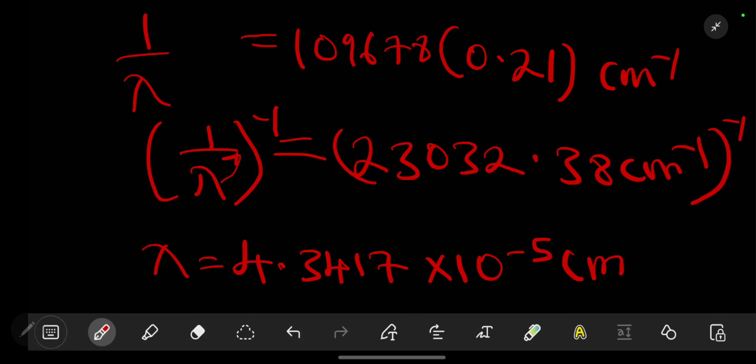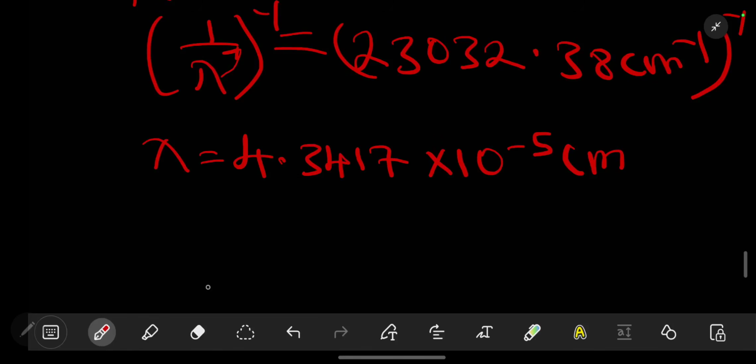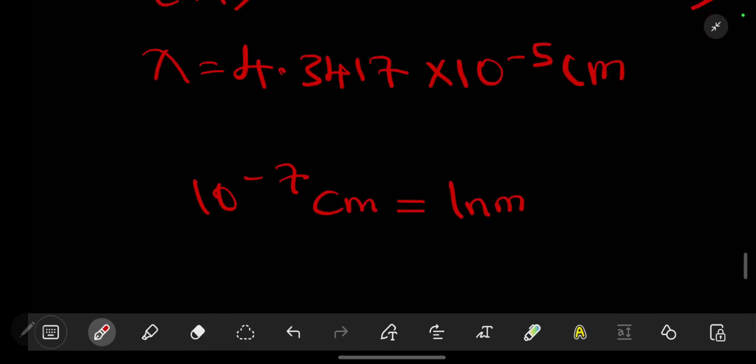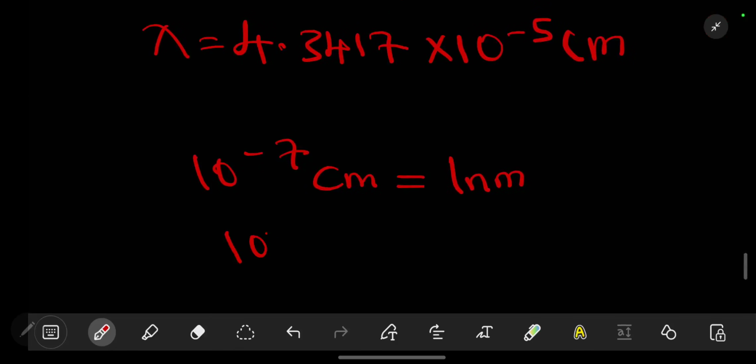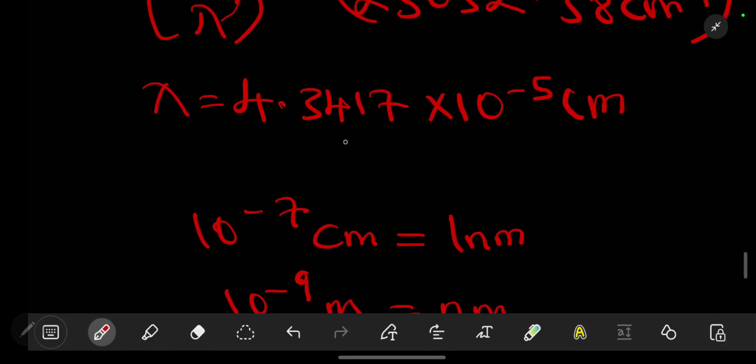If that's the case, they want nanometers. Without wasting time, what you just need to know is that 10 to the power negative 7 centimeters is equal to 1 nanometer. Remember, 10 to the power negative 9 is nano, then meter. Since we have centimeters there, we are just going to move the decimal point twice.